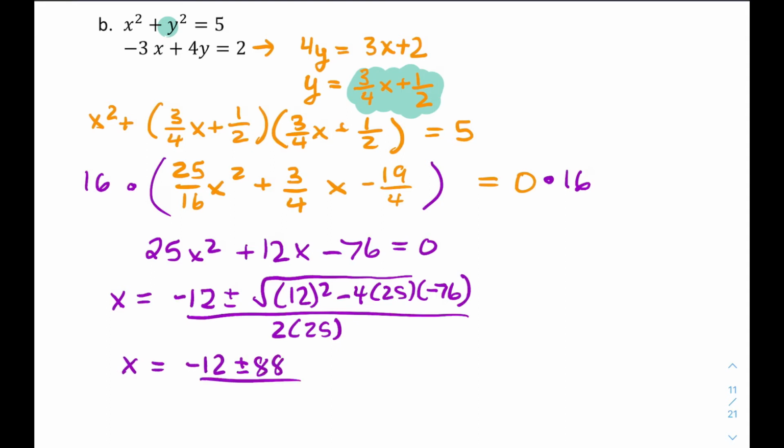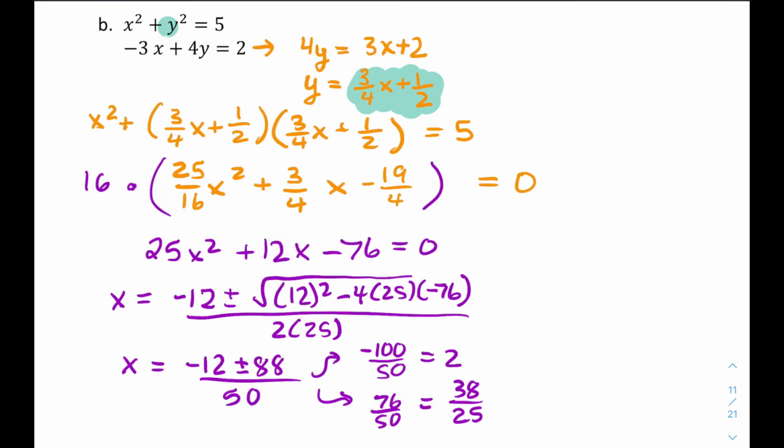Oh, yep, I got a perfect square when I did the values of the radical, so it would have factored, but that's all right. When you get all said and done, you get x equals 2 and 76 over 50, which reduces to 38 over 25. Now I need to plug those back in.